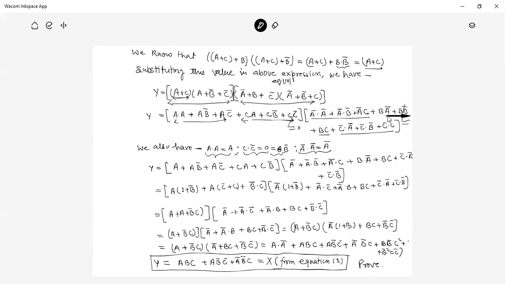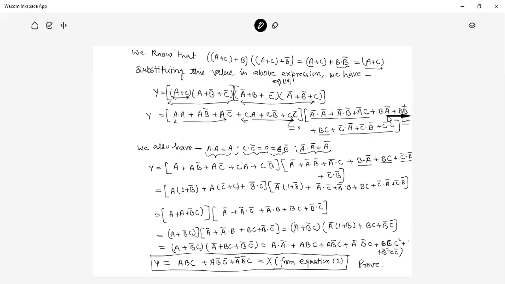And simplify: A dot A is A. Here it is AB bar, AC bar, AC, and this is C bar. Here A dot A bar is 0, so A bar, A bar B bar, A bar C, plus B dot A bar plus BC plus C bar dot A bar plus C bar B bar. So now take the common. Next simplifying step, take common. A is taken common.